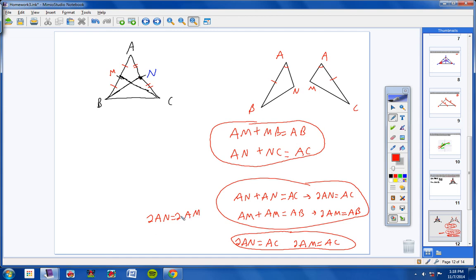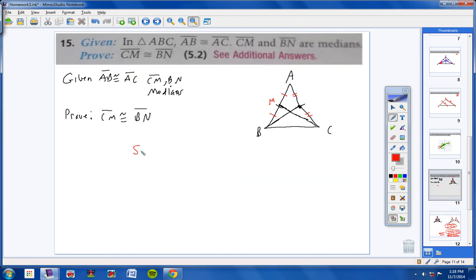I told you it's a really tough proof. And then divide both sides by 2. AN is congruent to AM. There we go. So that's my plan of attack. Love it or hate it, okay? So here we go. Statements, reasons. Woo, here we go. All right.